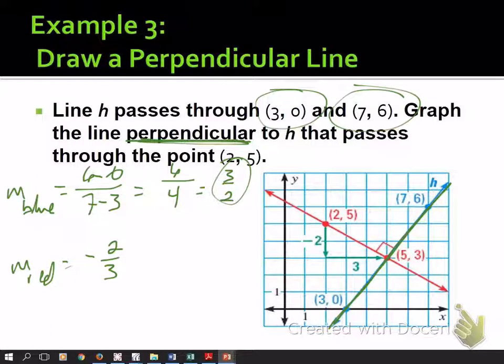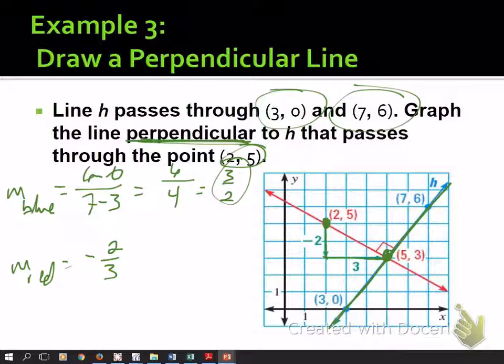Right? Which means that I could apply the negative to the numerator, which means that the rise would have to be negative. So that means that from the point (2, 5), because we want our red line to go through (2, 5), so from this point right here, we would have to apply a slope of negative 2 over 3. To do that, we would go down 2, right 3, and that would put us right here. And then I would draw a line through those 2 points, and I know that that line would be perpendicular to the blue line H.